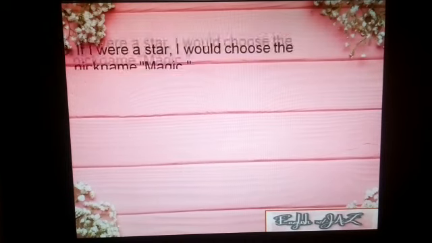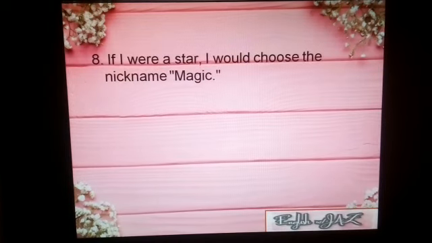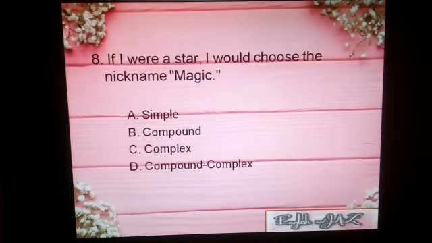Let's have number 8. If I were a star, I would choose the nickname Magic. So in this example, we have our subordinating conjunction if, which makes if I were a star a dependent clause. And I would choose the nickname Magic is our independent clause. So one dependent and one independent clause makes this a complex sentence.